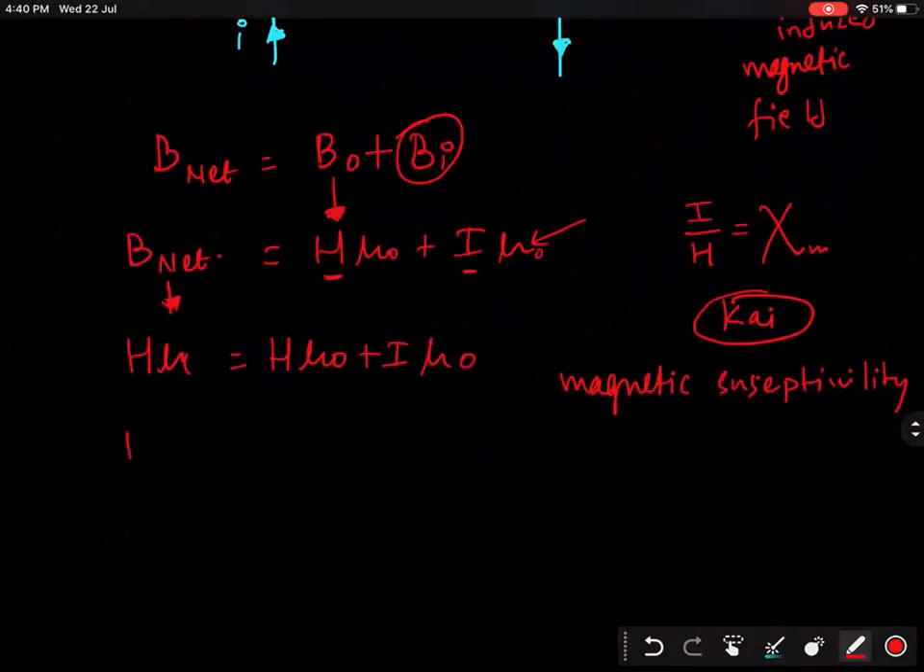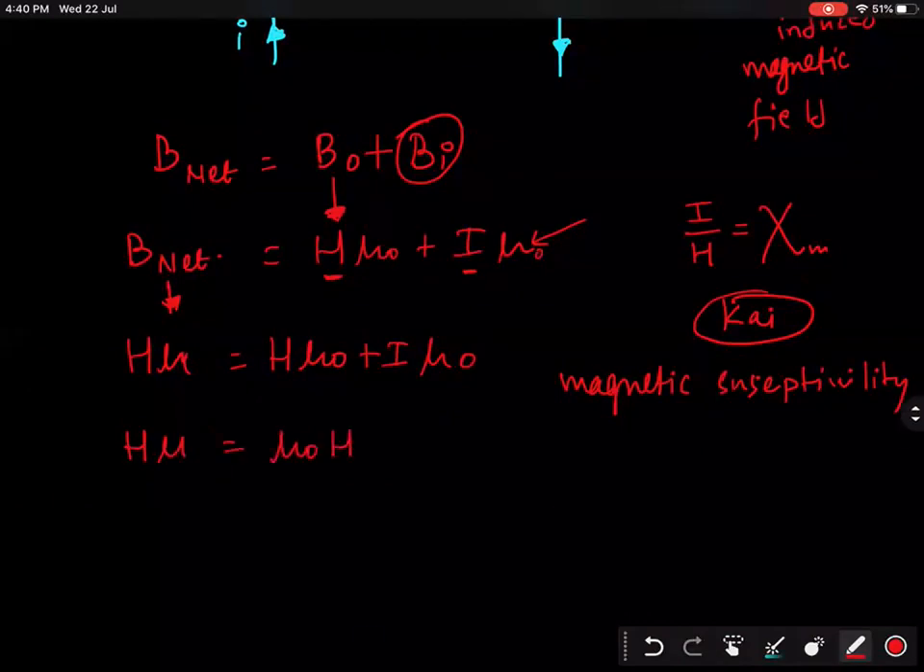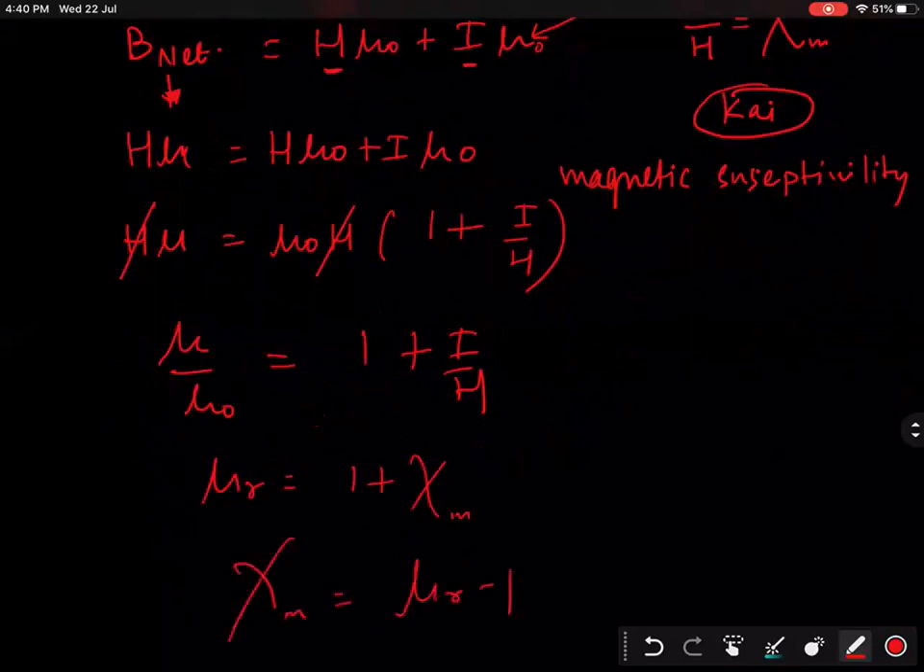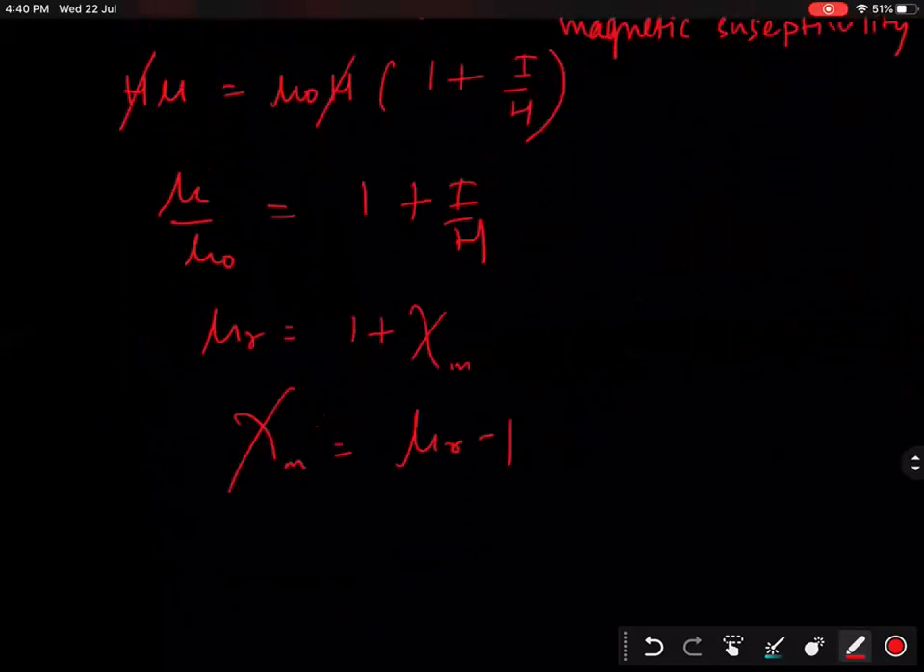Take mu naught into H common. What will you get? You will get 1 plus I by H. Agree? H gets cancelled. Mu upon mu naught is equal to 1 plus I by H. And this gives you mu R is equal to 1 plus chi. So you got chi is equal to mu R minus 1. Very important relationship. Let's understand this once again.